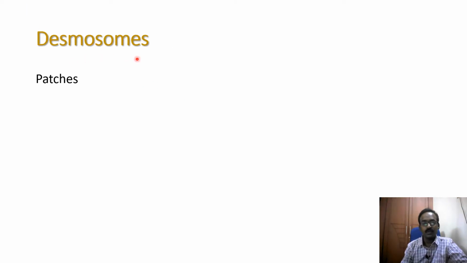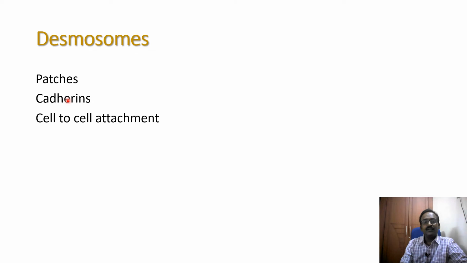Desmosomes are made up of patches. Patches are thickenings of the adjacent cell membrane. The thickening is attached with the intermediate filaments that run along the cell membrane and away from the cell membrane. In between the cell membranes, the filamentous material cadherin is present. It attaches the two cells. It is one of the important cell to cell attachments. It is seen in the epithelial lining of the skin.